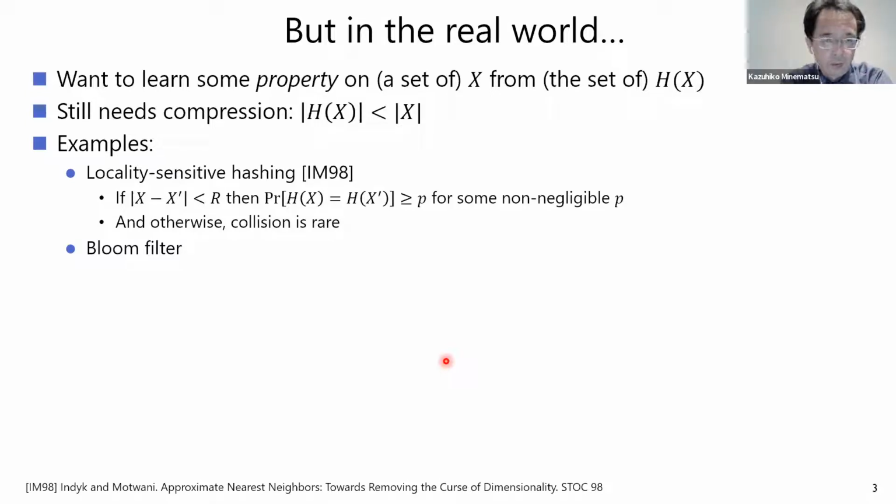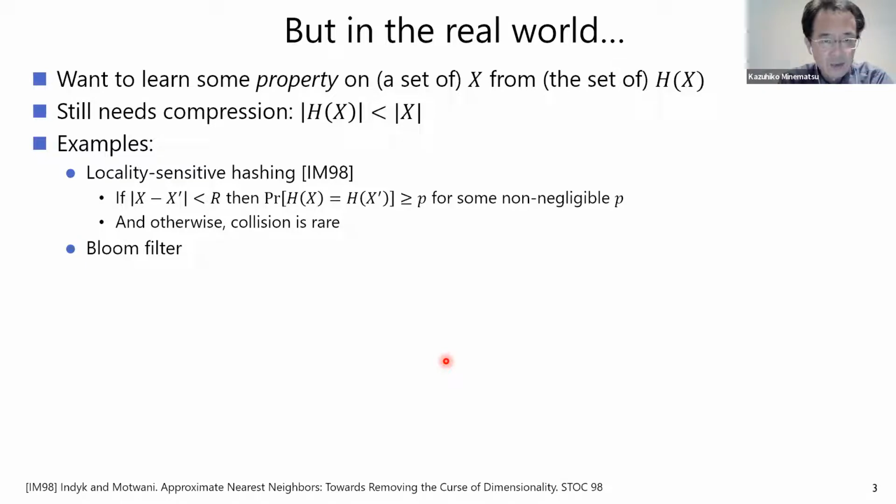But in the real world, people may want to learn some useful property of a set of inputs from the set of the corresponding hash values, while, of course, as it is a hash function, we need compression. A famous example of such a hash function is locality-sensitive hashing, proposed by Indyk and Motwani in 1998.